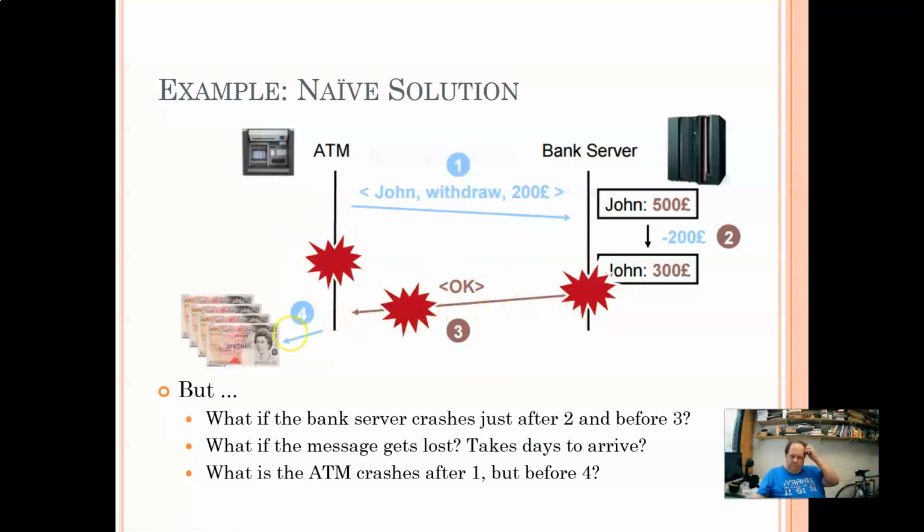Similar problems arise if the ATM crashes after it sent the message. It knows the message was sent, the server processes it, but the response is never received. In all these cases, John loses 200 euros, even though John doesn't get the money. How do you handle that? Well, I suppose distributed systems is about understanding how to do that to some extent.